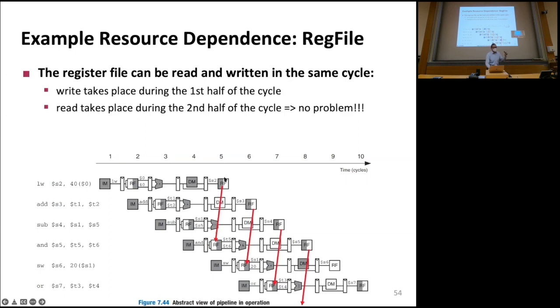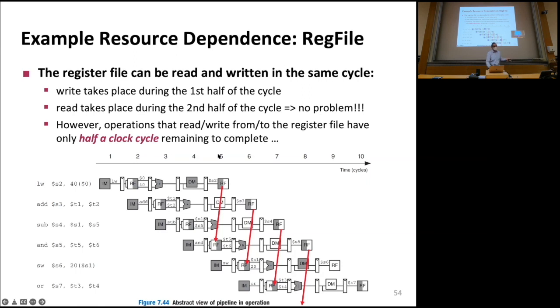So if this load is writing a value that this add needs, in this case, it doesn't need it, fine. But even if it needed it, it would be fine, because we're assuming in the first half, the value is written to the register file by the load, and it's available to whoever reads the register file in the second half of the cycle. So reads take place during the second half of the cycle. This is a trick. This is done in real processors as well. This will help us by reducing the stalling, as we will see.